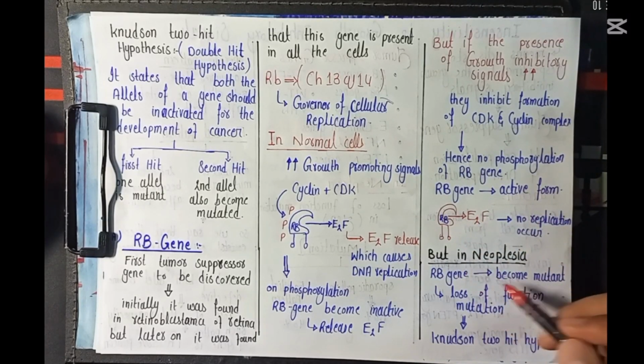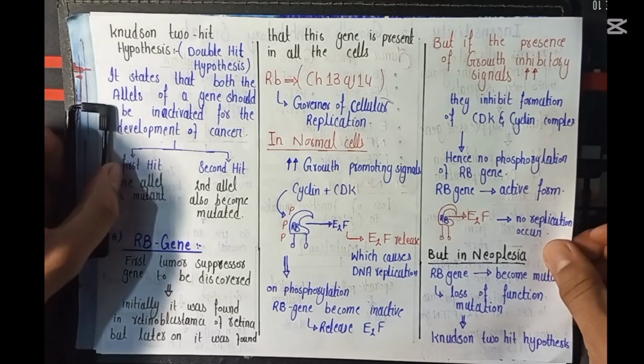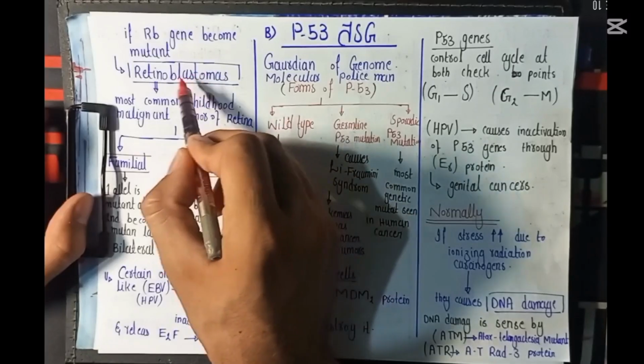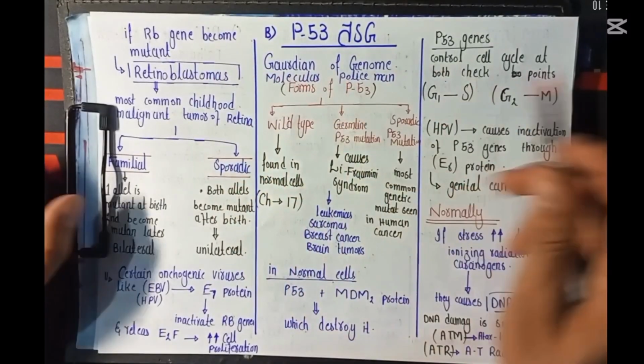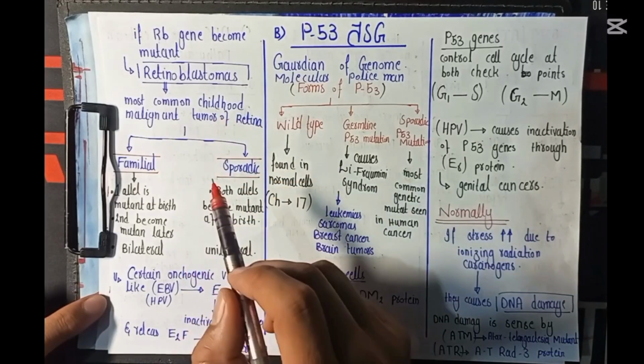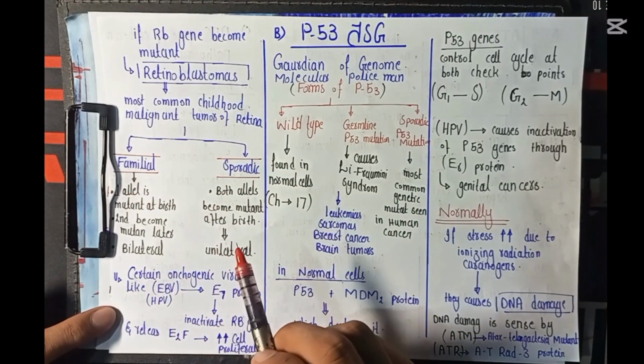But in neoplasia, the RB gene becomes mutant and there is loss of function mutation, and it follows the principle of the Knudson two-hit hypothesis. It means that both the alleles of the RB gene are mutated, and when there is mutation in the RB gene, it leads to the development of retinoblastoma. And the retinoblastoma is the most common malignant tumor of the retina. And the retinoblastoma may be familial type or the sporadic type.